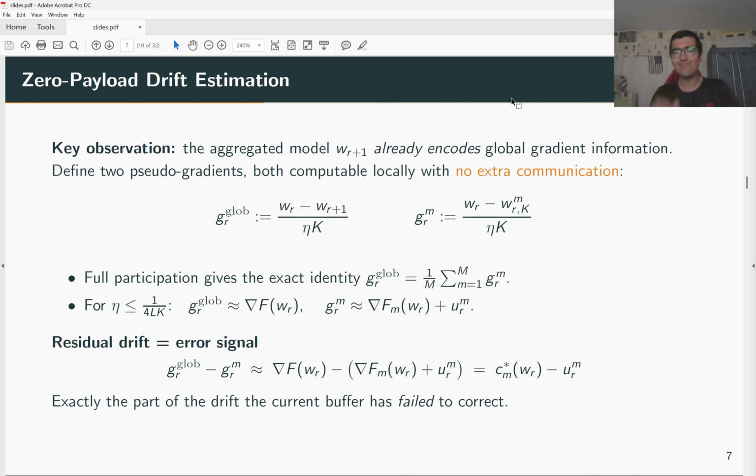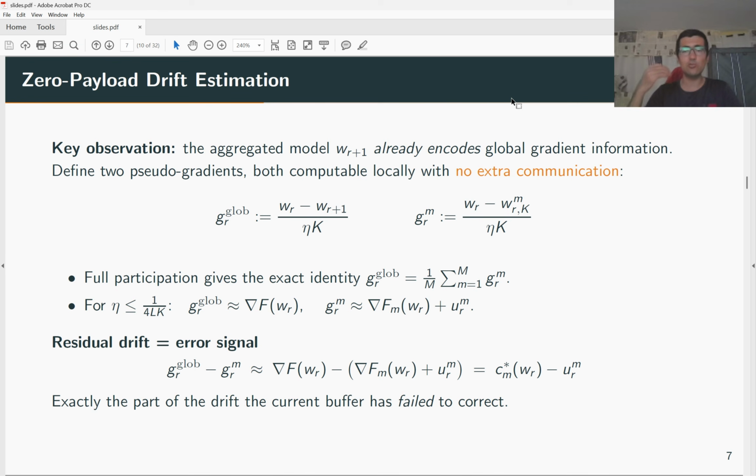Notice that everything in this formula is already sitting in the client's memory. It knows last round's model, it receives the new global model anyway, and it obviously knows its own final iterate. So both quantities are computable locally with no extra communication whatsoever. Under full participation, the global pseudo gradient is exactly the average of the local ones. That's an identity, not an approximation.